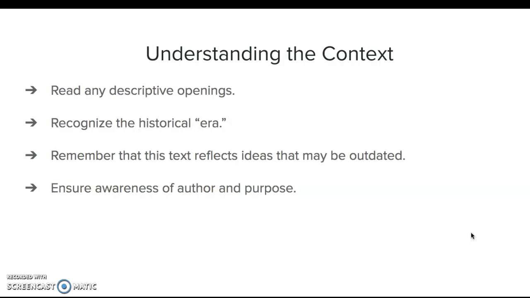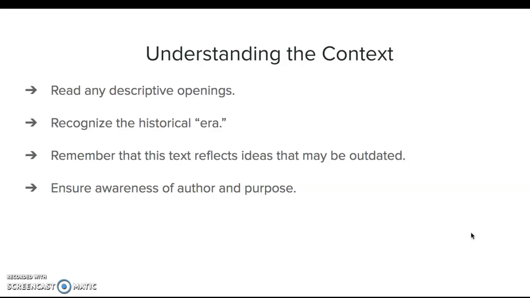And then something for these types of texts that's really important is take the time to understand the context. On the AP exam, you're going to have descriptions at the top telling you something about who the author is and what this piece is and when it was written. You're going to have some idea of the context. So take the time to recognize the historical era. You're going to know the time period.